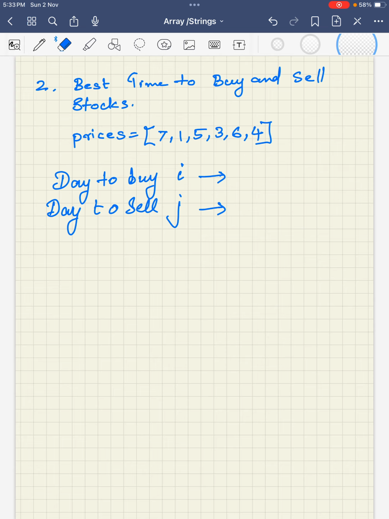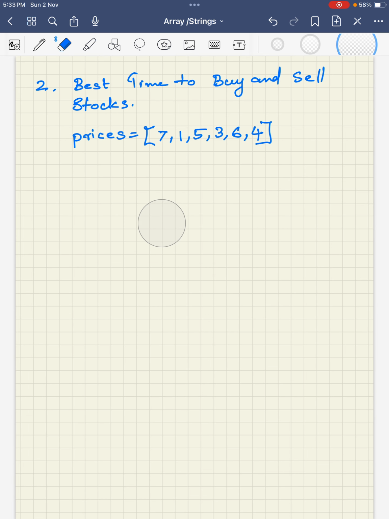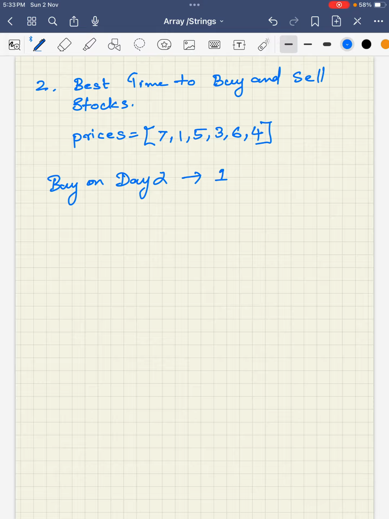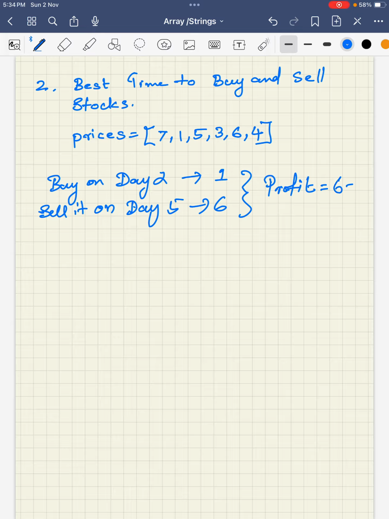Instead of going one by one, I can straight away tell you the answer for this particular example: buy on day 2, when the price is 1, and sell on day 5, when the price is 6, and the profit made is nothing but 6 minus 1, that is 5. This is what we need to return.